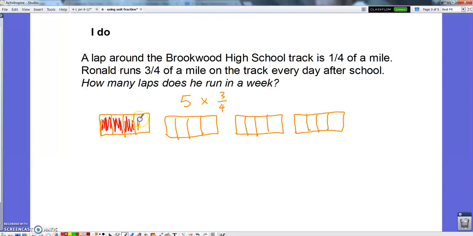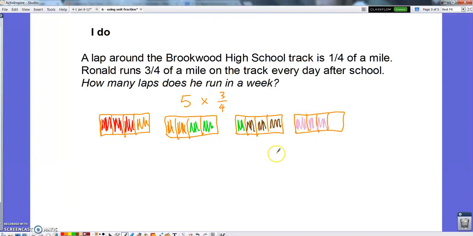and then he runs 3/4 of a mile on Tuesday, and then he runs 3/4 of a mile on Wednesday, and again on Thursday, 3/4, and again on Friday, 3/4.